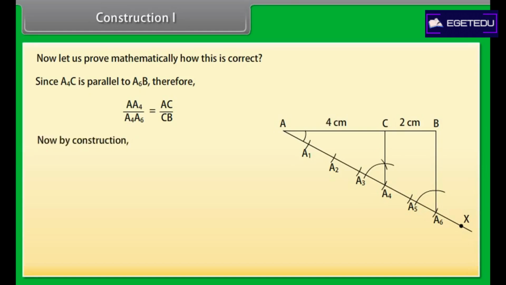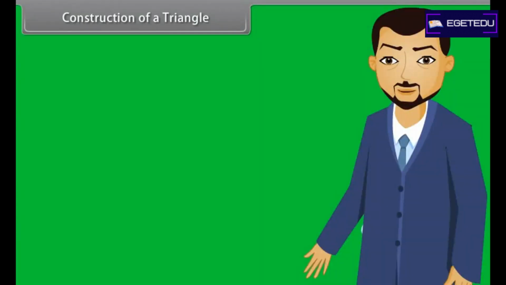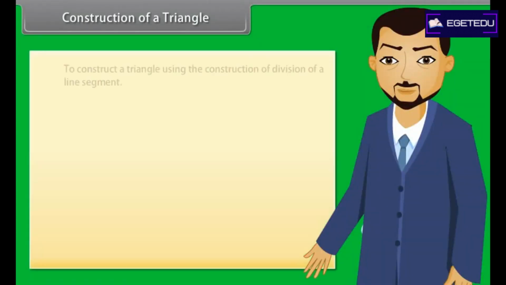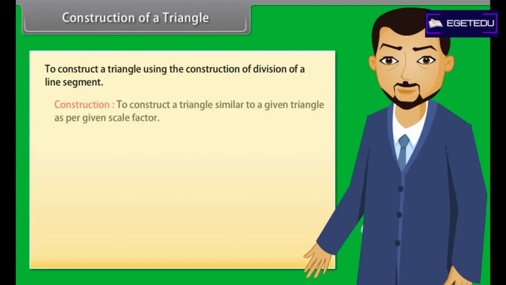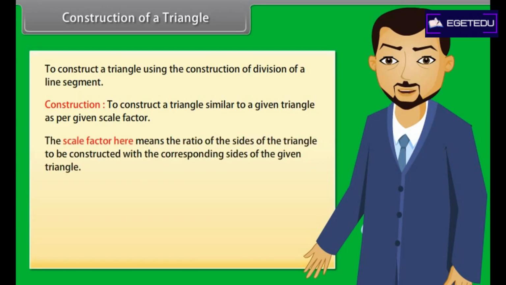Now let us prove mathematically how this is correct. Since A4C is parallel to A6B, therefore by the basic proportionality theorem, AA4/A4A6 = AC/CB. Now by construction, AA4/A4A6 equals 4/2. Therefore, AC/CB is equal to 4/2. This shows that C divides AB in the ratio 4:2.